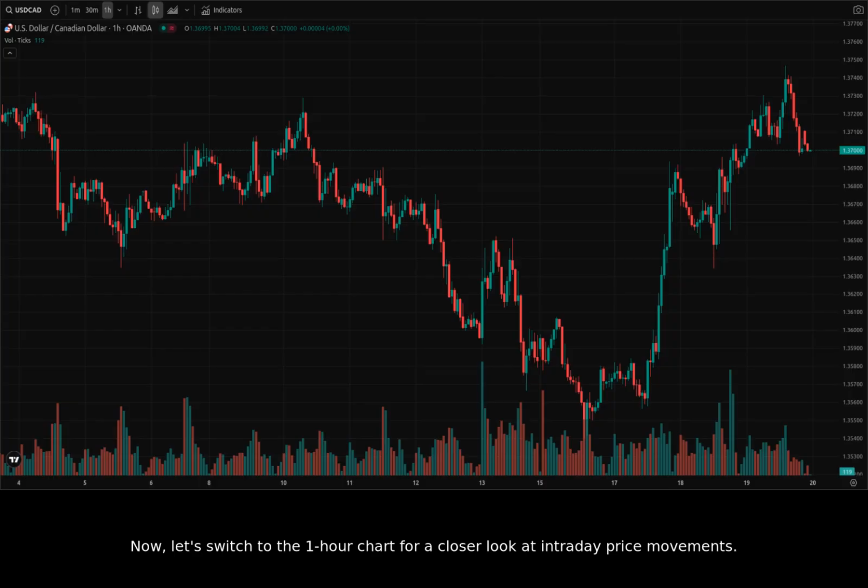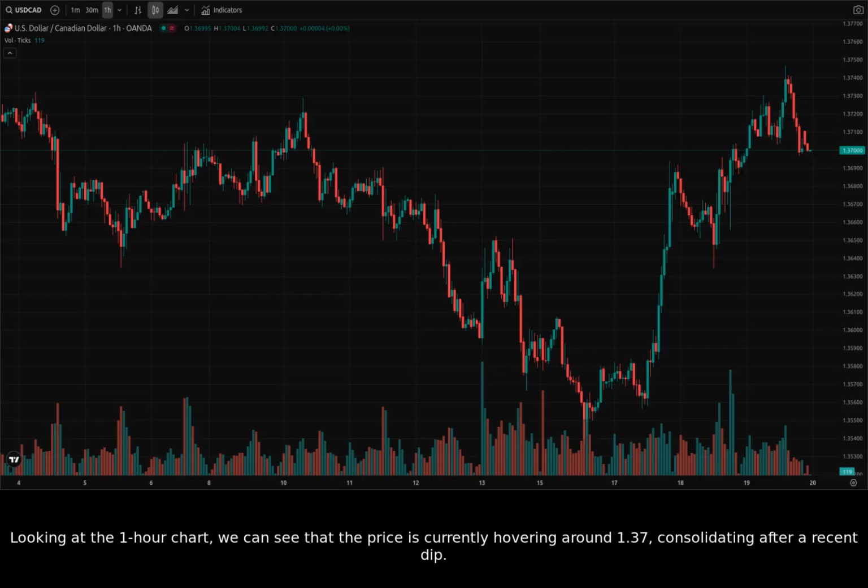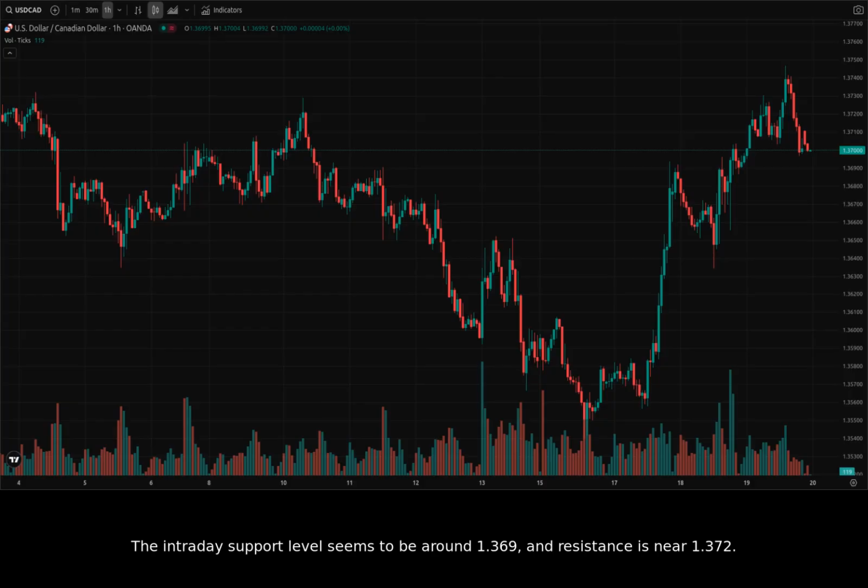Now, let's switch to the one-hour chart for a closer look at intraday price movements. This time frame can help us identify potential entry and exit points for shorter-term trades. Looking at the one-hour chart, we can see that the price is currently hovering around 1.37, consolidating after a recent dip. The intraday support level seems to be around 1.369, and resistance is near 1.372.